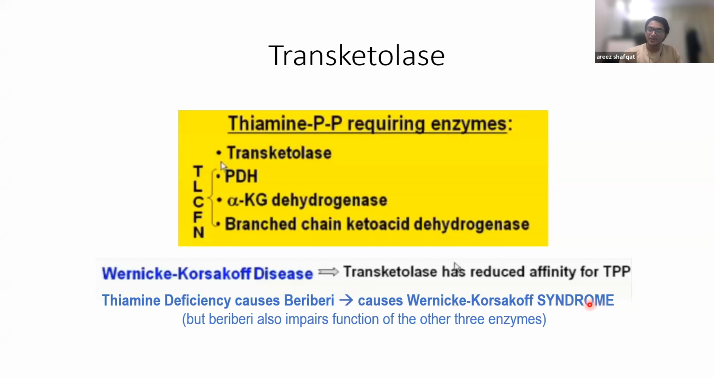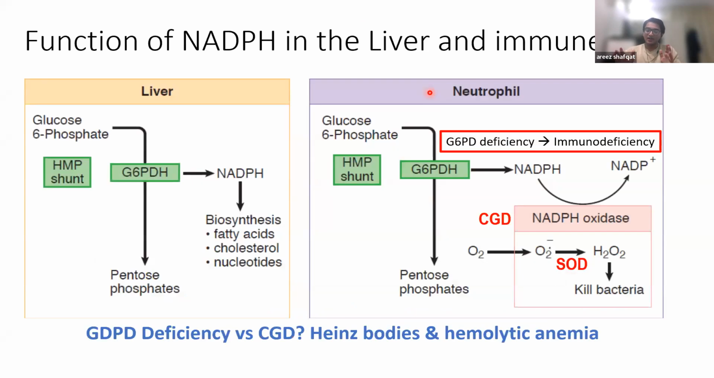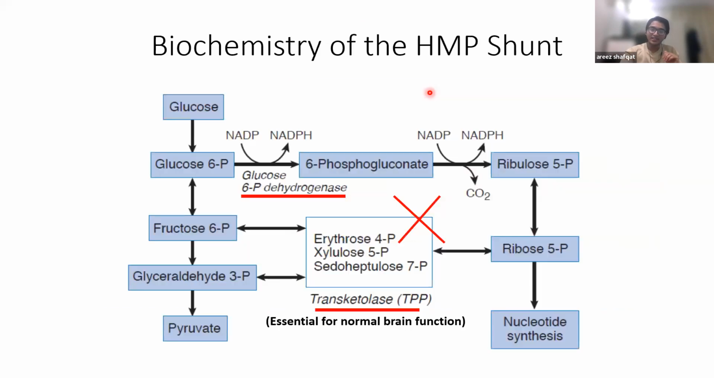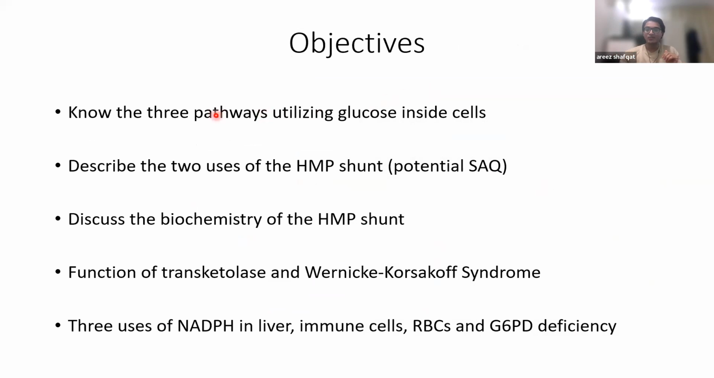Does that make sense so far? Yes or no? Yep, okay. Okay, good. Now, so we've covered transketolase. All right, let me take you back to the objective slide. We've covered the three pathways utilizing glucose inside cells. I've told you the two uses of the HMP shunt. Can you remind me of those two uses?